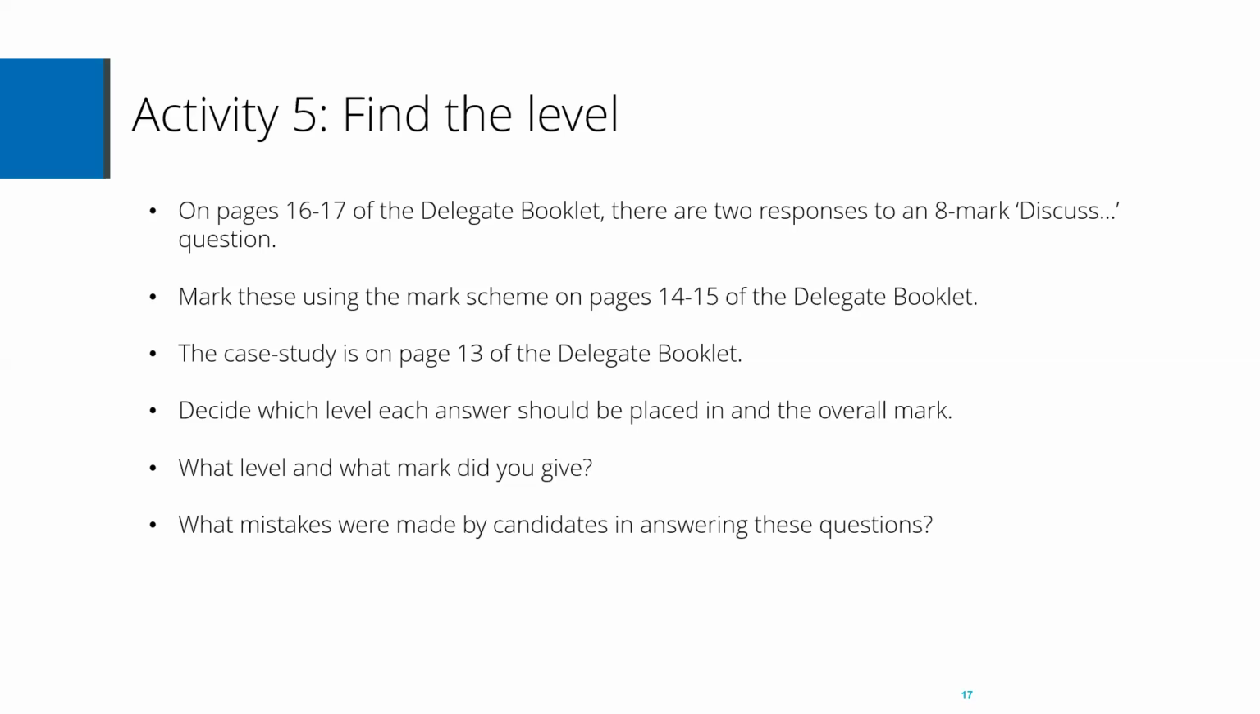Haneen, yeah, you have to give some balance, some other point of view in the discuss question. Otherwise, you cannot access the evaluation element of the level descriptors.